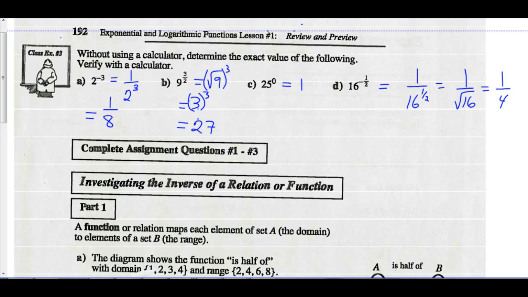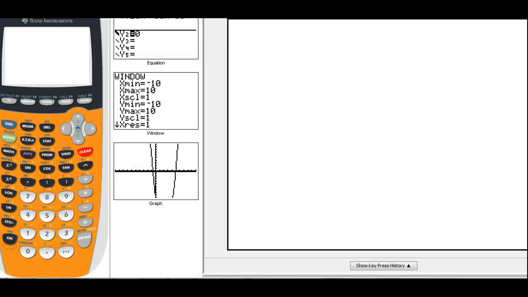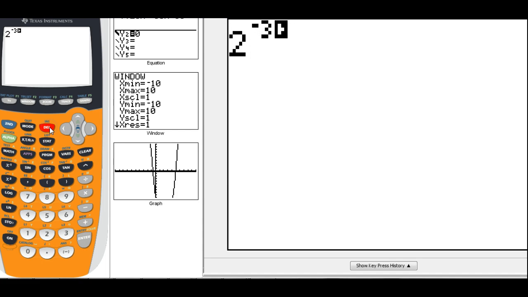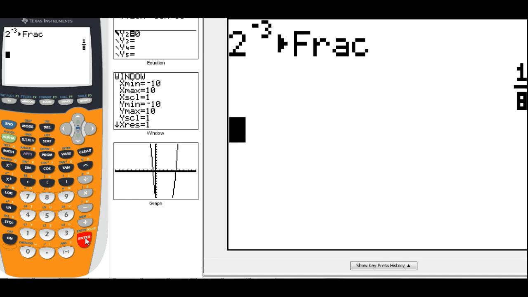And so we can verify these with the calculator. So let's have a look at that. So 2 to the exponent -3. If you just press enter, you're going to get a decimal value. So if you go math fraction, oh, that's not so good. Delete. 2 to the exponent -3 as a fraction will give us 1/8. So we've seen that that is correct.